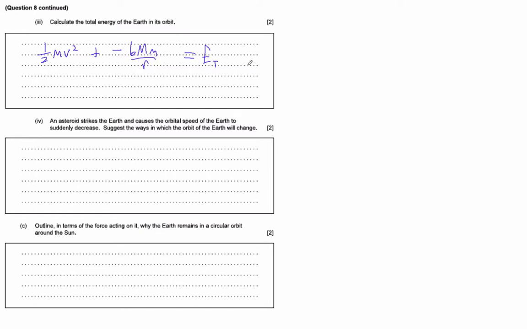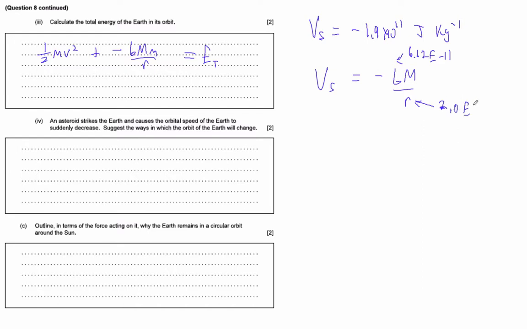Okay, so to find what that is, I feel like the easiest thing to do is to find the mass of the sun. To find the mass of the sun, remember that we know that the potential at the surface of the sun is equal to negative 1.9 times 10 to the 11th joules per kilogram, and that is equal to minus GM over r. We also know G, it's 6.67 e minus 11, and we know that r, from the center to the surface, is 7.0 times 10 to the 8th meters, right?